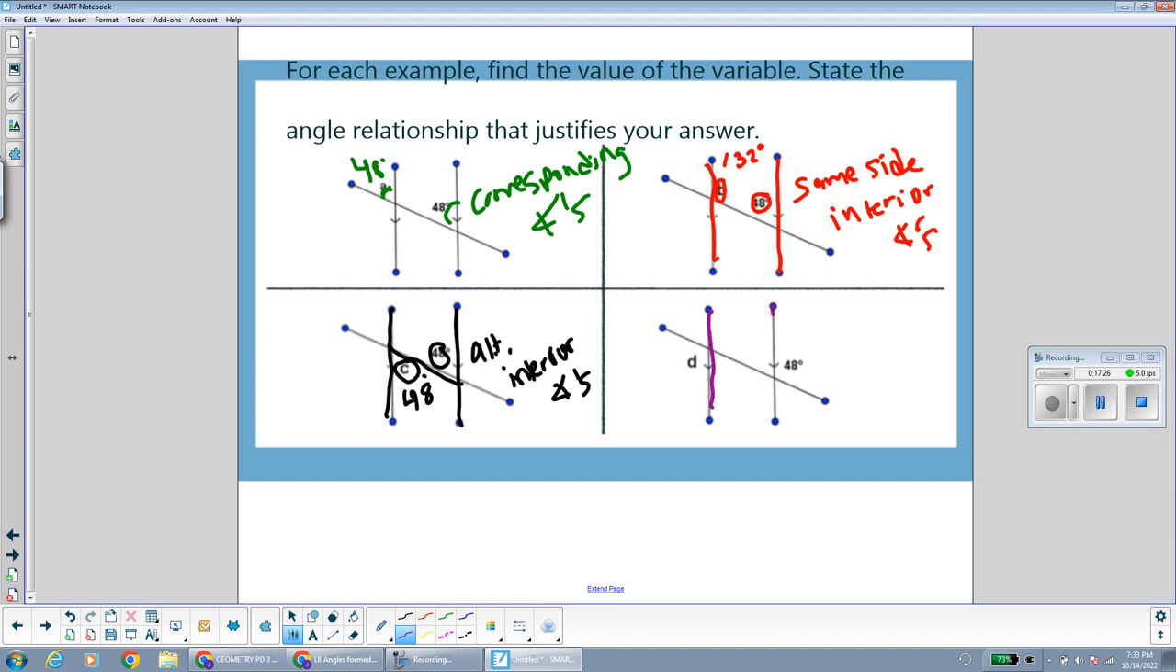And finally, D and 48 are exterior angles outside of the lines on different sides of the transversal. So they are alternate exterior angles, which are congruent when parallel lines are cut by a transversal.